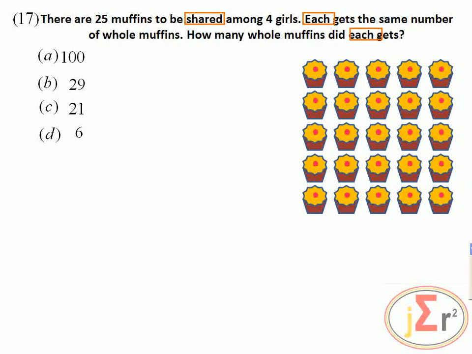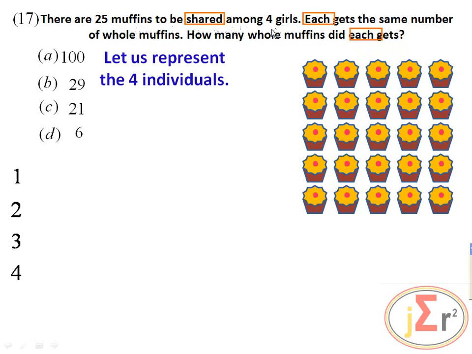Shared, and each means that we divide, but we are actually going to share them physically and see what happens. So let us represent the 4 individuals. So we have 4 individuals, 4 girls. 25 muffins to be shared among how many girls? 4. So let us represent the 4 girls. 1, 2, 3, 4.